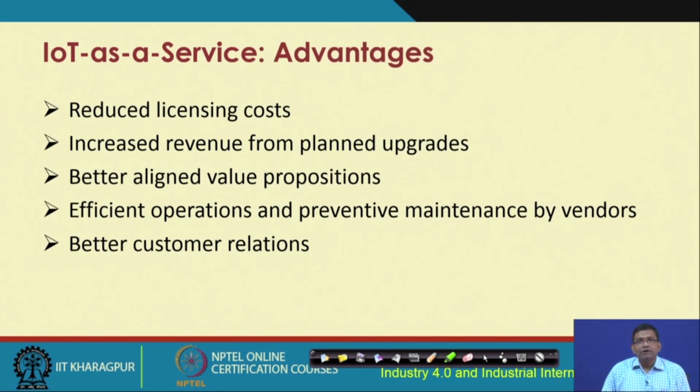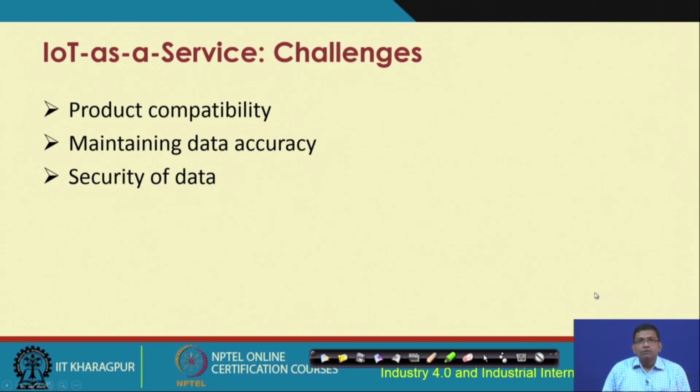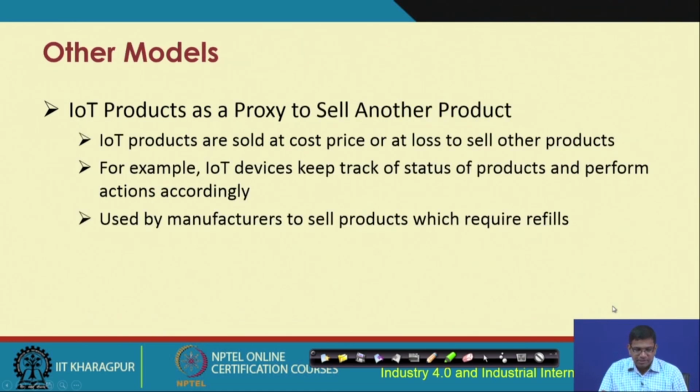So, here are different advantages of IoT as a service. For example, reduced licensing costs, increased revenue from planned upgrades, better alignment of the different value propositions, efficient operations and preventive maintenance by vendors, and improved customer relations. On the other side, there are different challenges also: product compatibility, maintaining data accuracy, and security of data. These are challenges with respect to the adoption of IoT as a service.